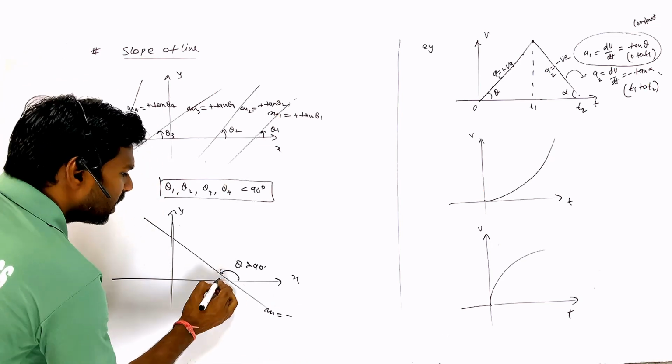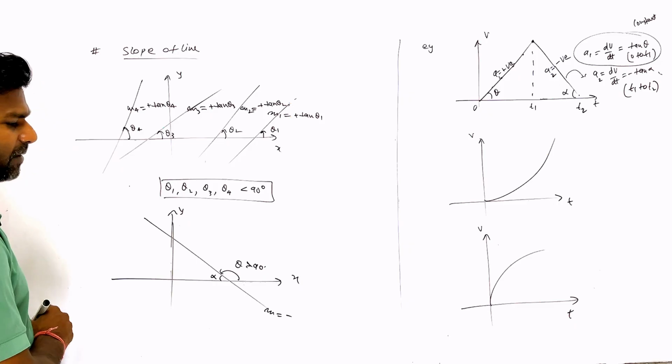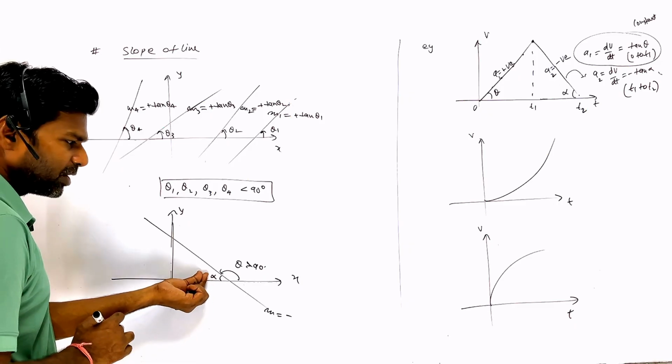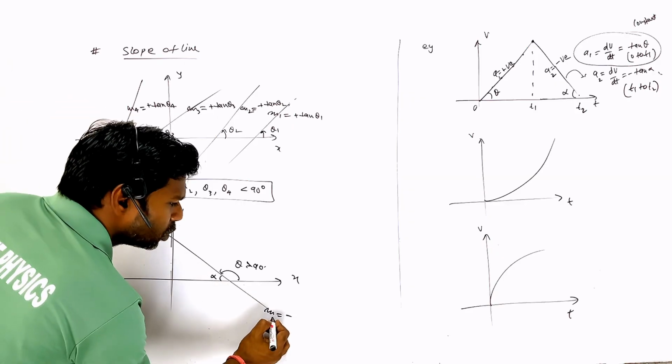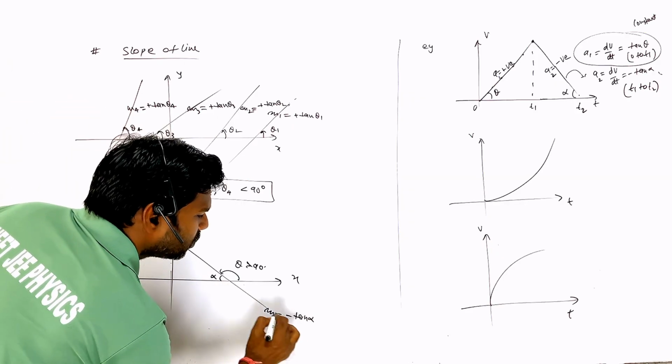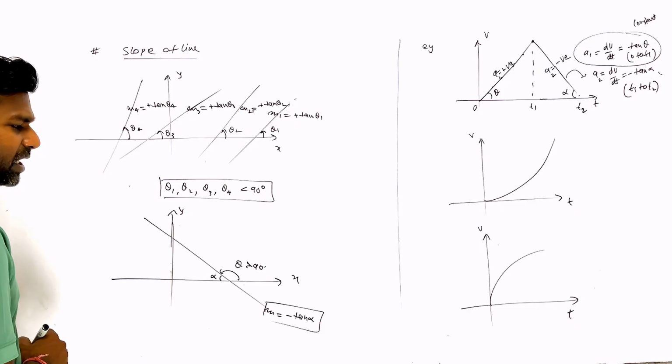So if this is theta, you have to consider this angle alpha. Although this is the acute angle and this is the obtuse angle, you have to take this angle alpha, and the slope is negative and it is equal to tan alpha. Is it clear or not?